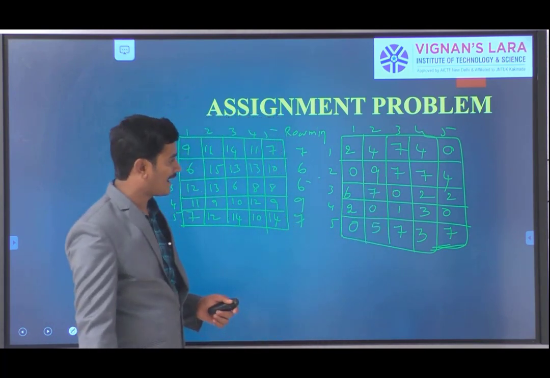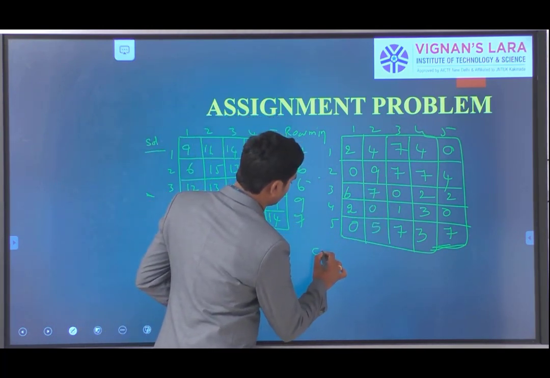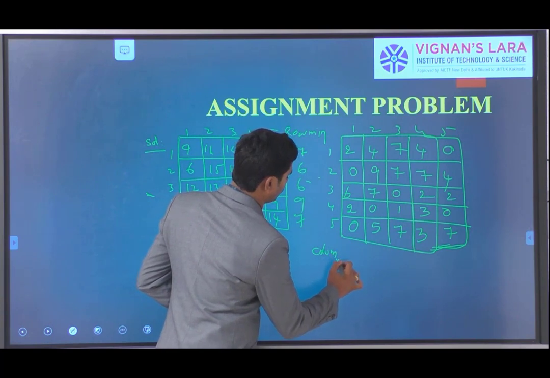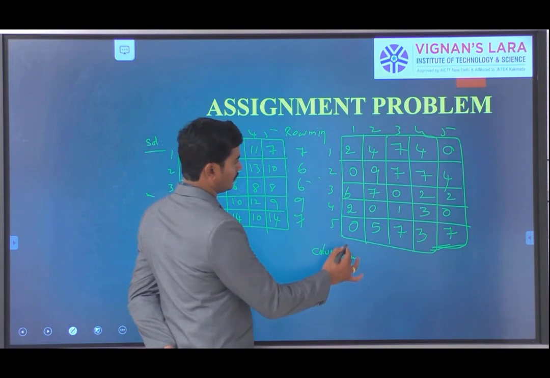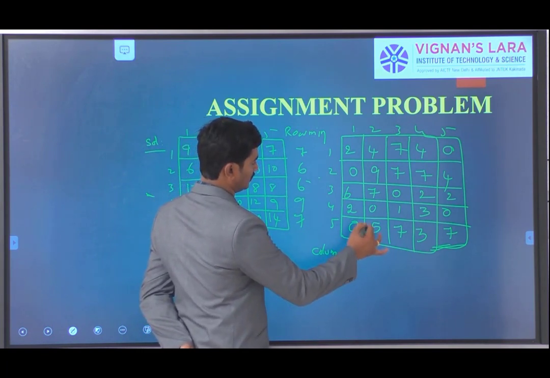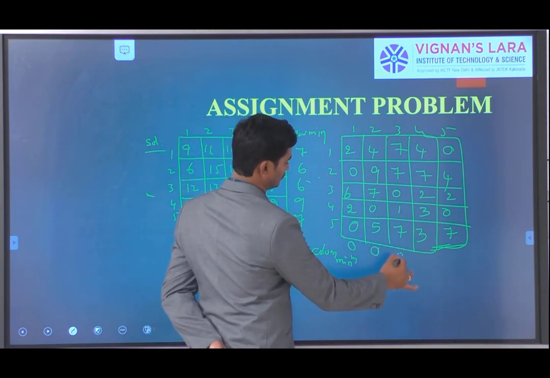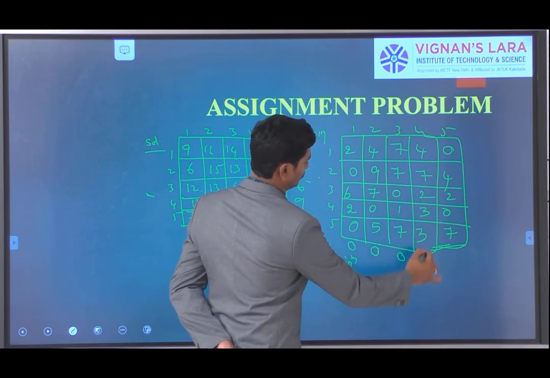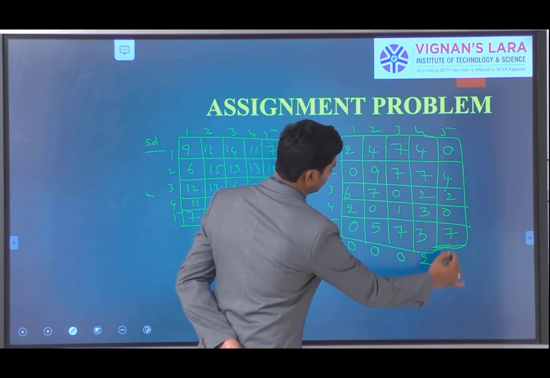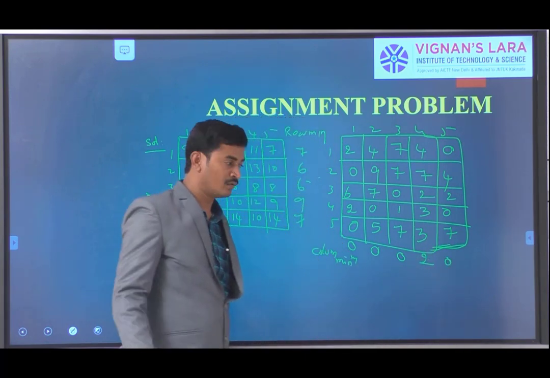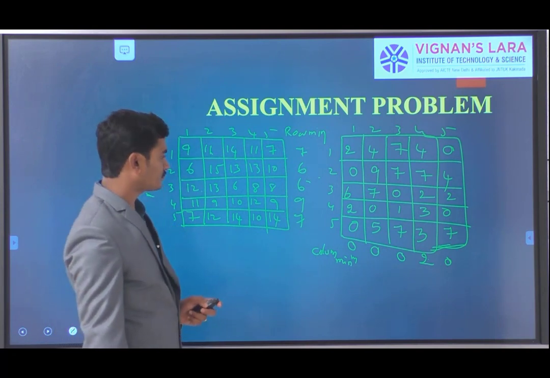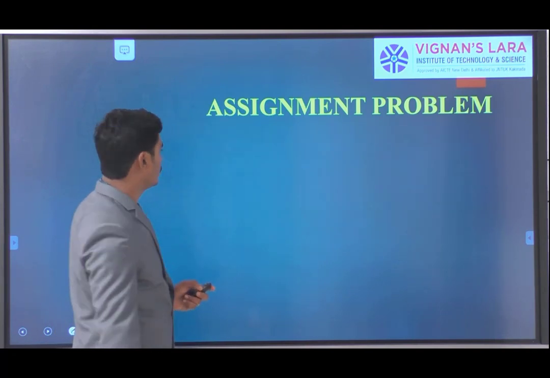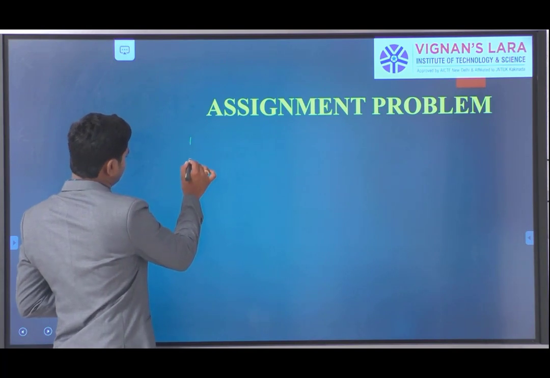Now we are going to identify the column minimum. From this we identify the column minimum. Here the column minimum is 0. Here also 0. Here also 0. Next, here the column minimum is 2 and here the column minimum is 0. Now we are going to do the column subtraction.